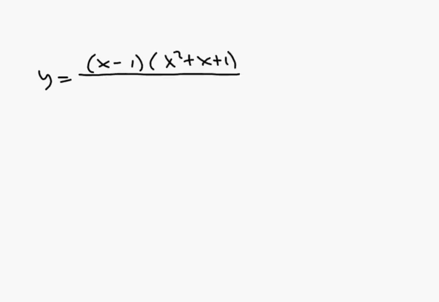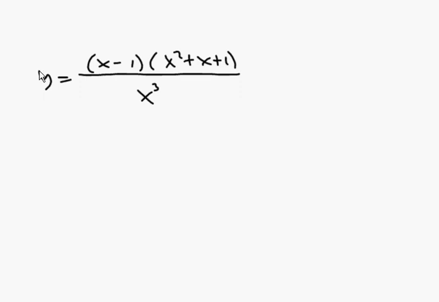Just a few different product rule, quotient rule type problems. So let's take a look at this one. y equals (x minus 1)(x squared plus x plus 1) over x cubed. Now you have some options in terms of how you proceed here. They're asking you to find y prime.